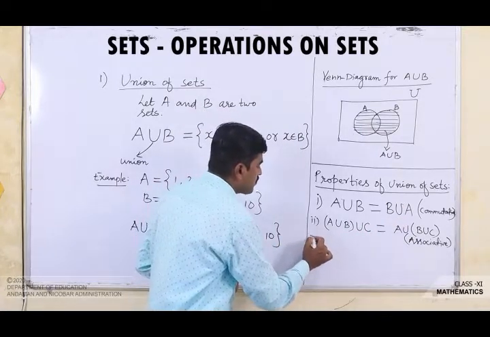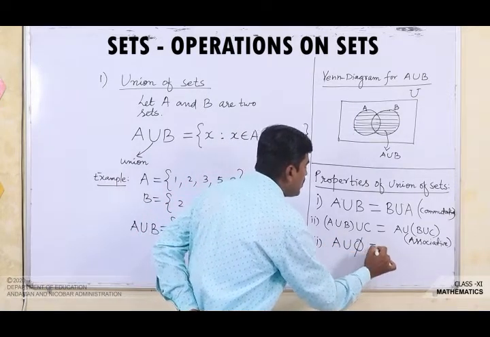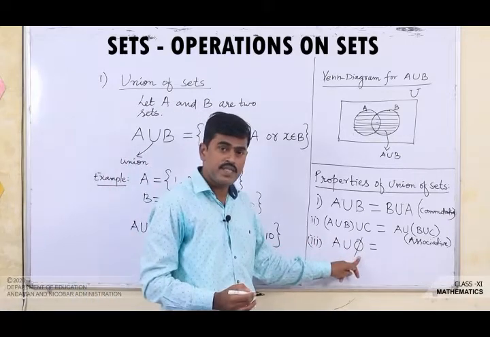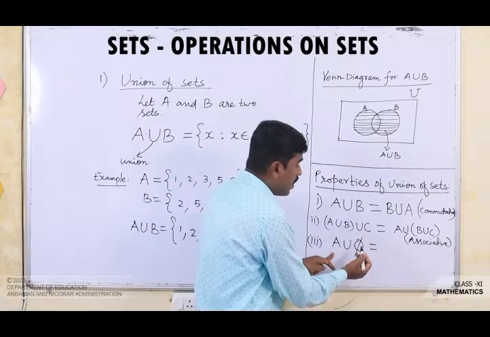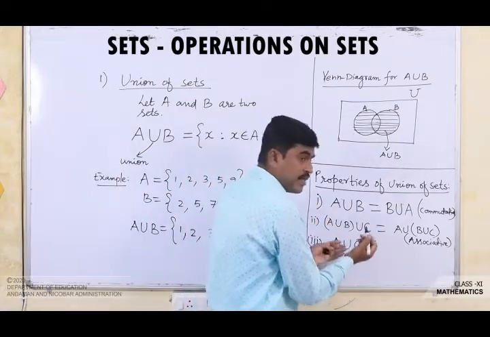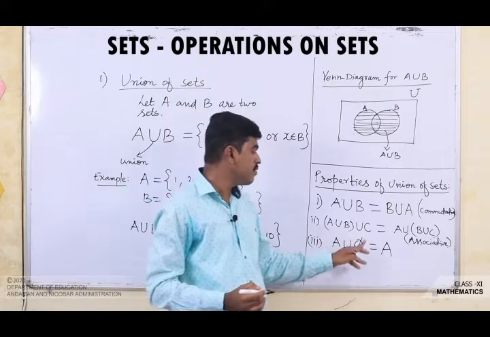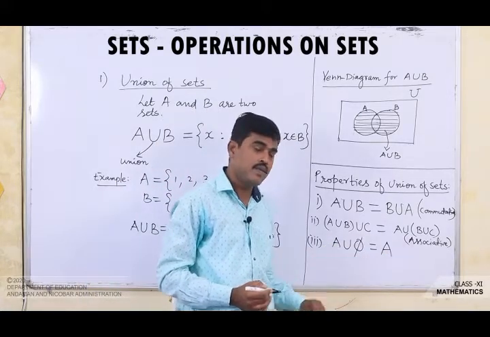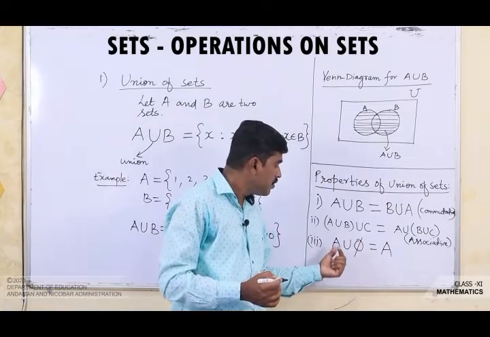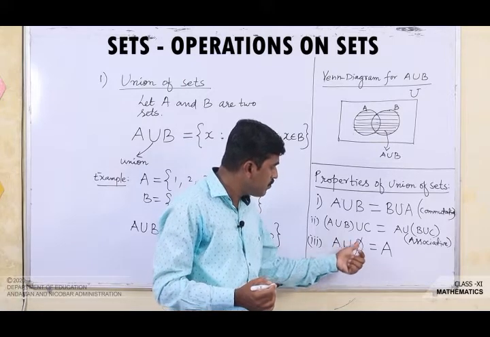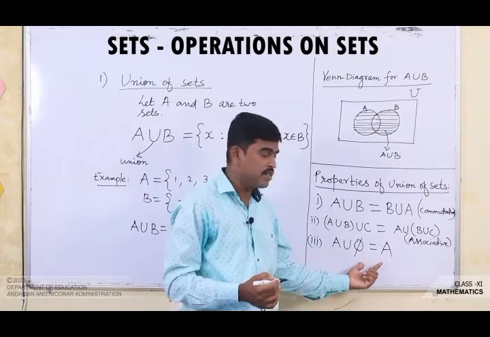The third property: what is A union phi? What is phi? Phi is an empty set, which means there is no element in phi. So for A union phi, we combine all the elements of A and phi, but there is no element in phi, so we will get A itself. That is, A union phi is equal to A. Here phi acts as an identity element, that is, the identity set for the set A. If we take the union of phi with A, we get the same set. This is called the law of identity.